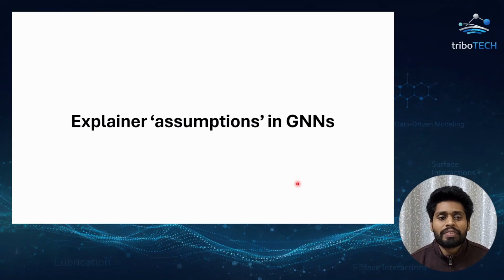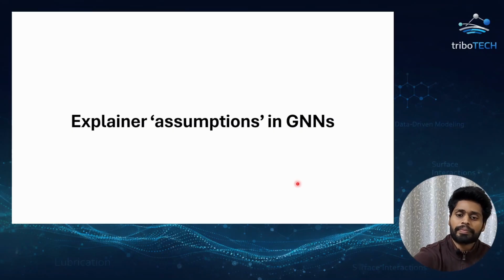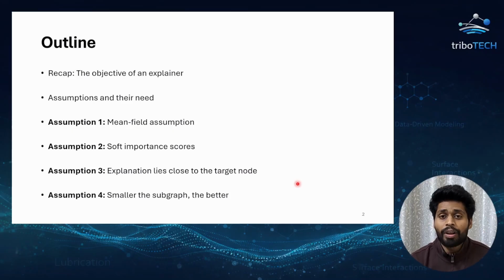In this video, we will learn what are different assumptions an explainer uses in GNN. So first of all, we will have a recap of what is the objective of an explainer, and then we will come to what are assumptions and what is their need. And then one by one, we will discuss assumptions like mean field assumption, soft importance scores, explanation lies close to the target node, and smaller the subgraph, the better.